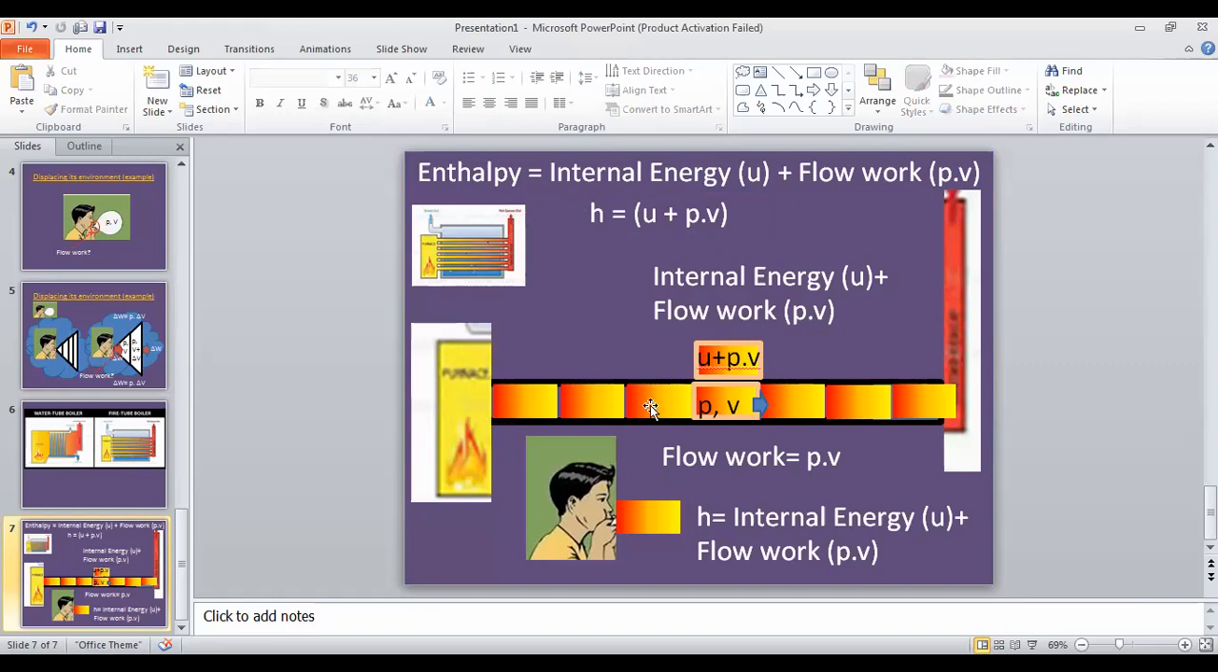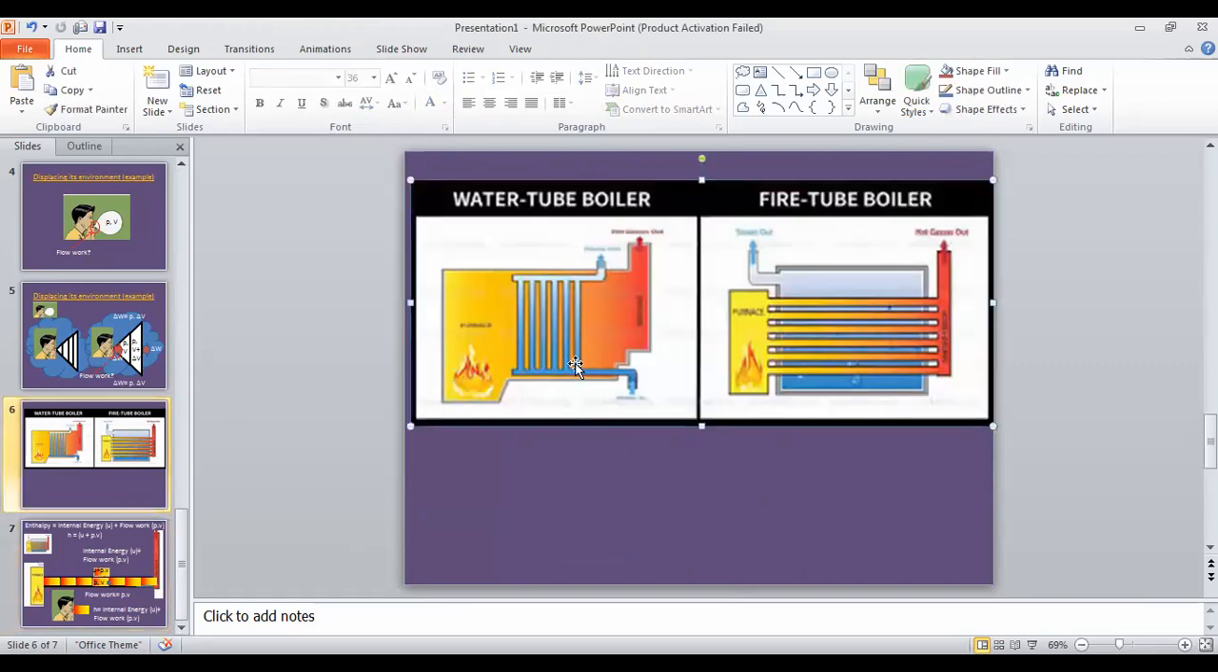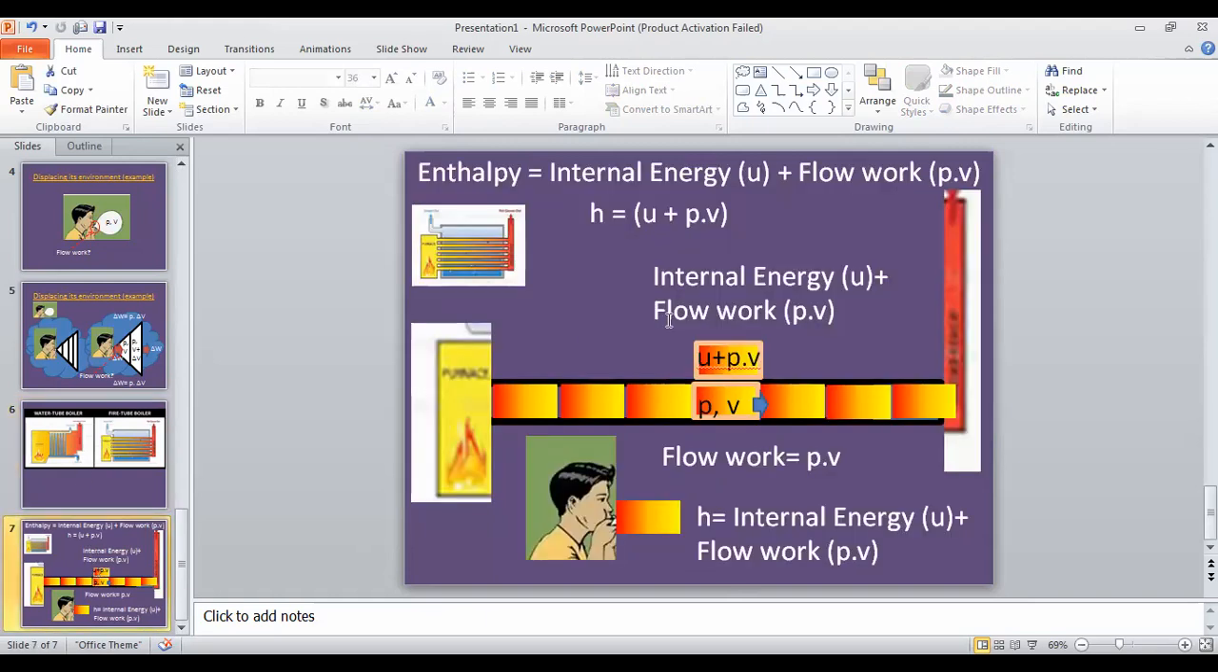So wherever there is a flow of fluid, other than the internal energy, there is another energy component to move this forward. That is the flow work related energy. This does that flow work. Okay, good. So H equals U plus PV. So in any applications, you can see this flow work.